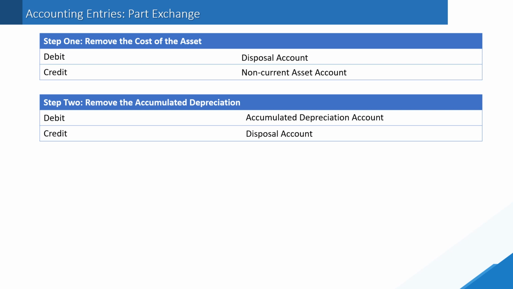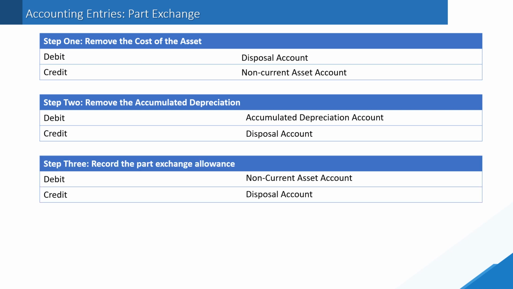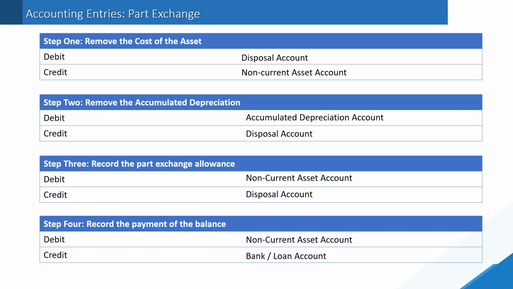But as we've discussed, step 3 has to be subtly different because of that part exchange element. There is no bank involved in this transaction because there is no monetary exchange of funds. Instead, what we do is we debit the part exchange allowance through a non-current asset account. And then step 4 is to record the balance of the payment for the new asset. And we do that by debiting the asset and crediting a bank or loan account, obviously depending on how the asset has been financed.